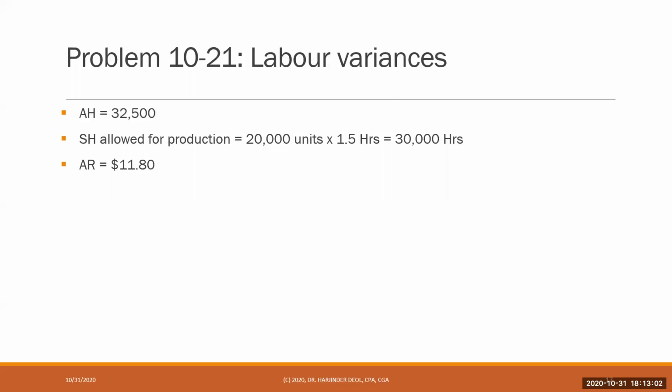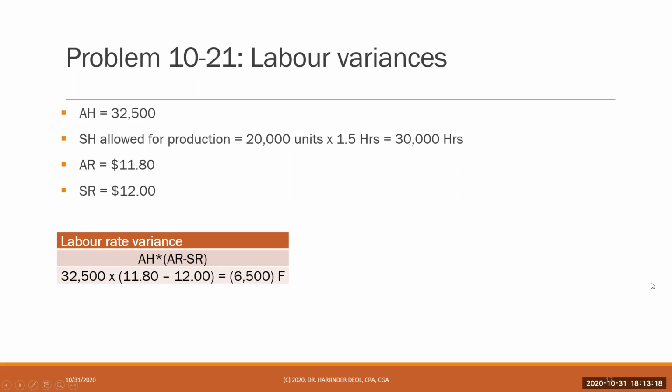The actual wage rate paid is $11.80 per hour. The standard rate is $12 per hour. So comparing the actual rate to the standard rate, the actual rate is 20 cents cheaper than the standard rate. Hence, we get a favorable labor rate variance. We worked a total of 32,500 hours. Saving 20 cents compared to the standard rate gives us favorable labor rate variance totaling $6,500.